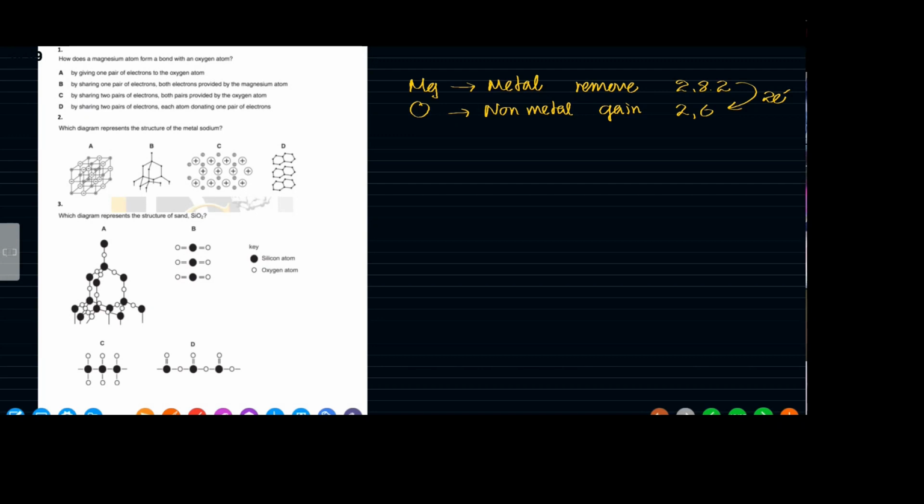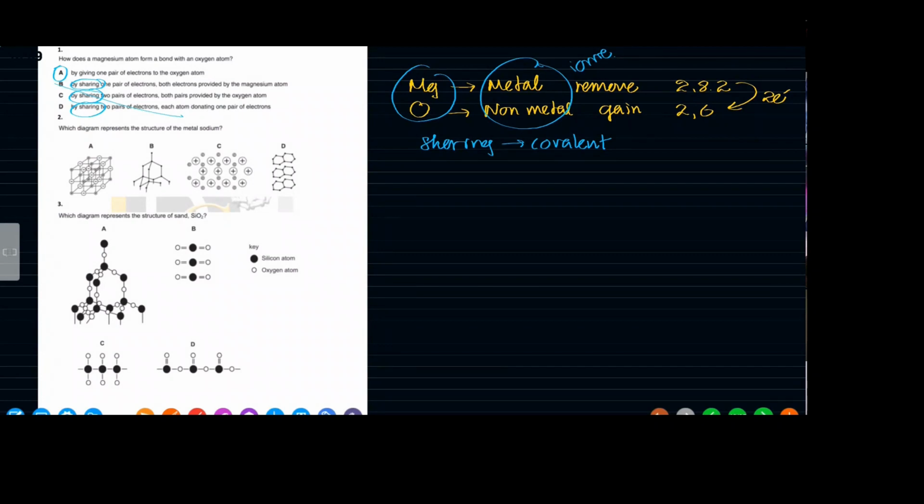Now, for example, here they say sharing. Sharing is for covalent bonds, right? It's for covalent bonds, and these two are metals and non-metals. They must form ionic bonds. That's how you remove B, C, D. Therefore, the answer is A, right?